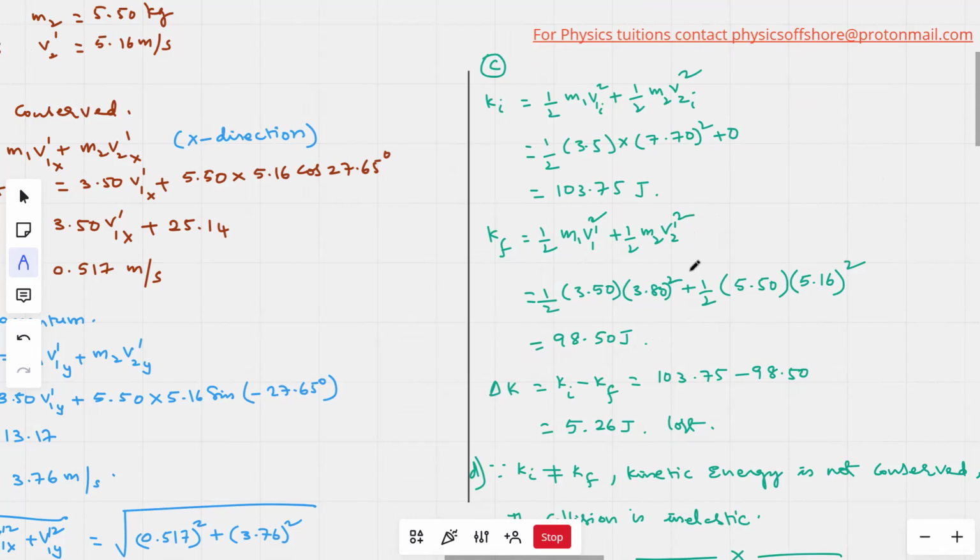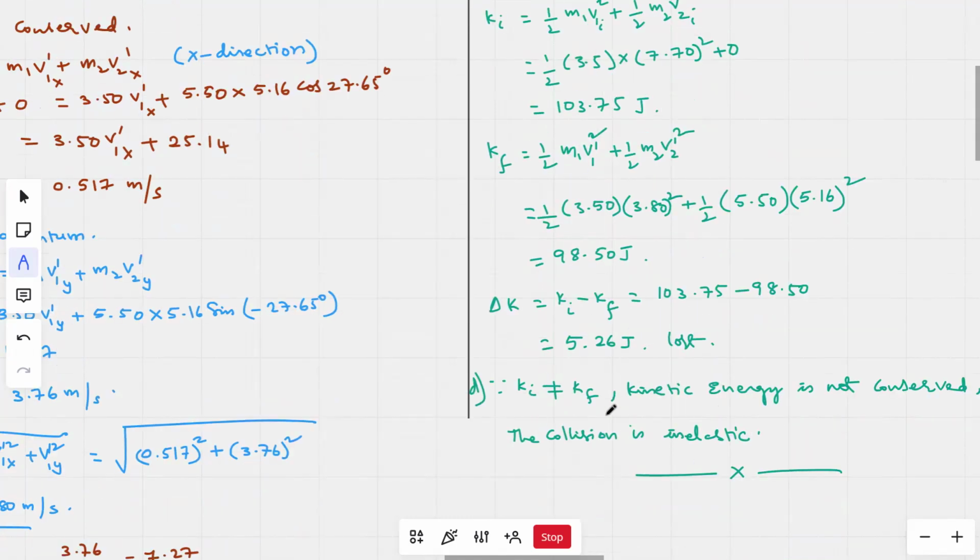Now, by seeing these two values, we will come to the conclusion that there is some difference in the energy. That means some energy is lost, because the initial energy is greater than the final kinetic energy. Therefore, the energy is lost. How much energy is lost? 5.26 joules. I am subtracting these two values. Since the kinetic energy is not conserved, the collision is inelastic.